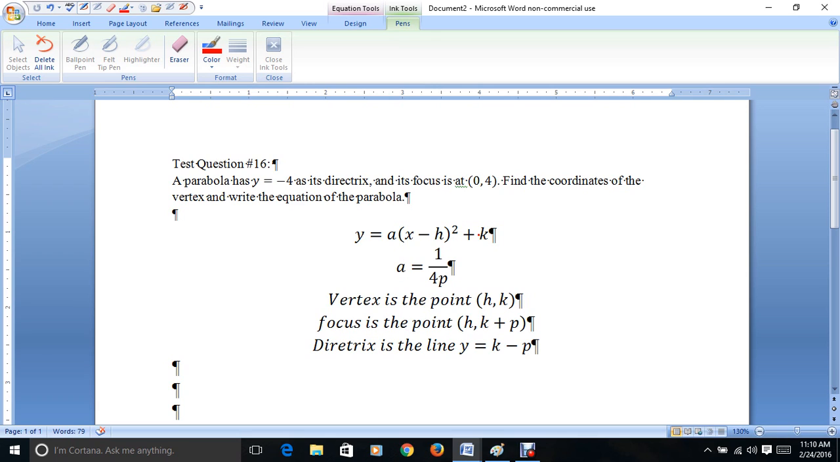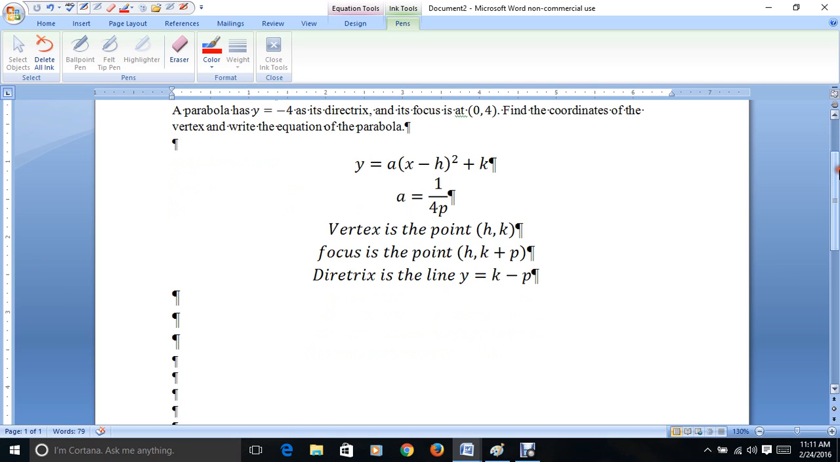And the things you have to know are, first of all, the equation for a parabola is y equals a times x minus h quantity squared plus k, where a is 1 over 4p, the vertex is the point (h, k), the focus is the point (h, k plus p), and the directrix is the line y equals k minus p. So if you know those 5 things, then you just need to figure it out given whatever the problem happens to give you.